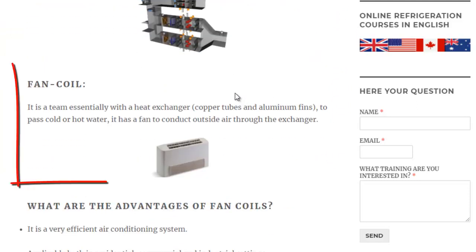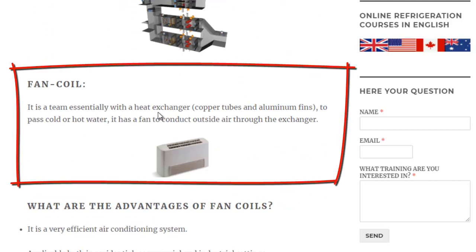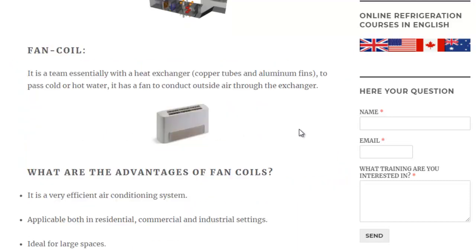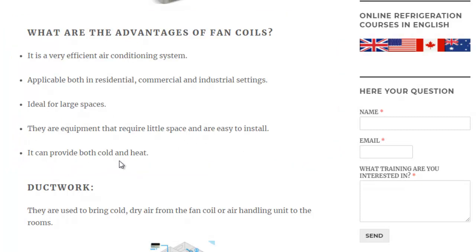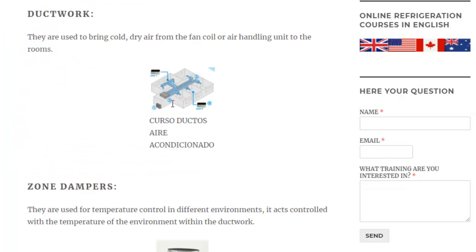Fan coil. It is equipment essentially with a heat exchanger, copper tubes and aluminum fins, through which cold or hot water passes. It has a fan to conduct outside air through the exchanger. What are the advantages of fan coils? It is a very efficient air conditioning system. Applicable in residential, commercial and industrial settings. Ideal for large spaces. They are equipment that requires little space and is easy to install. It can provide both cold and heat.